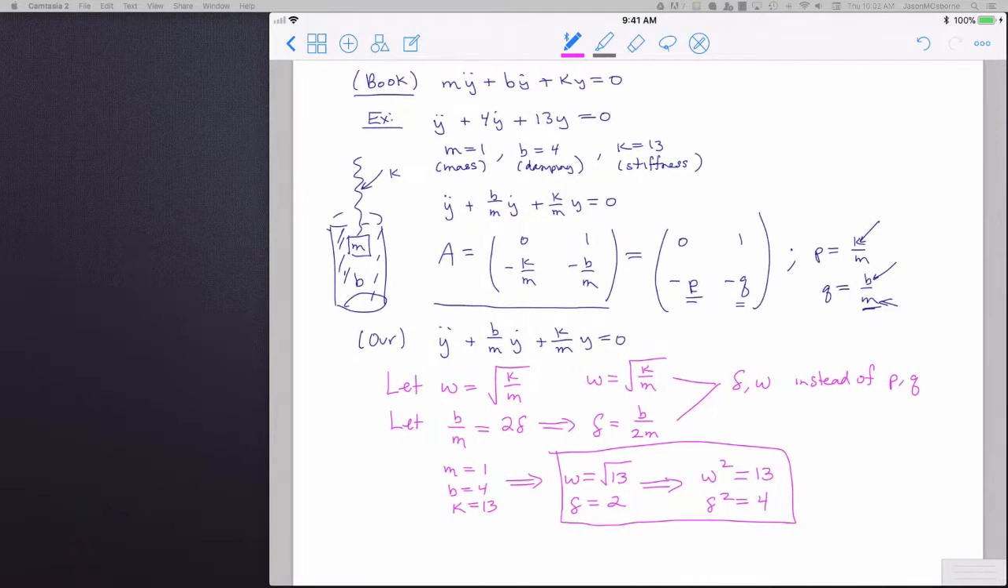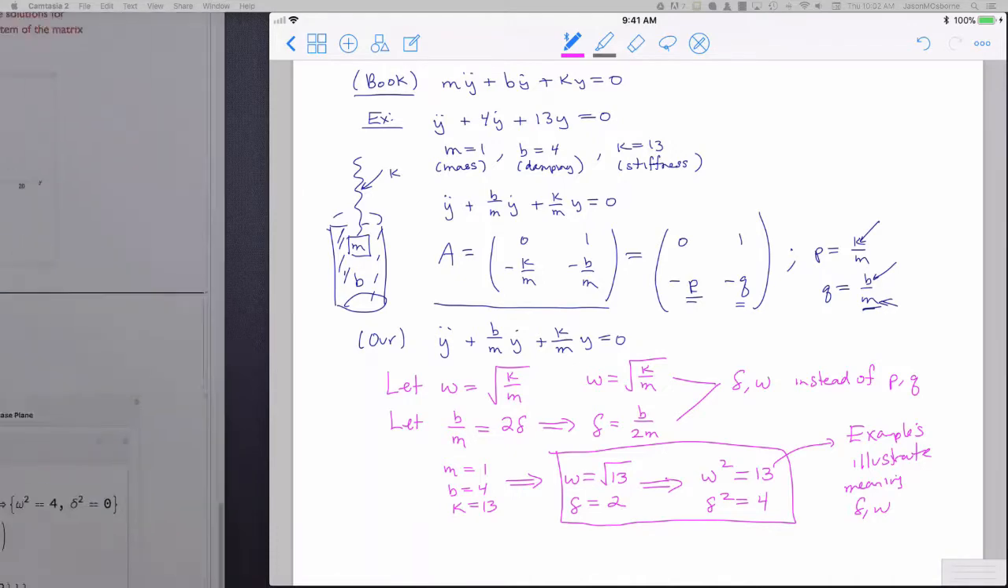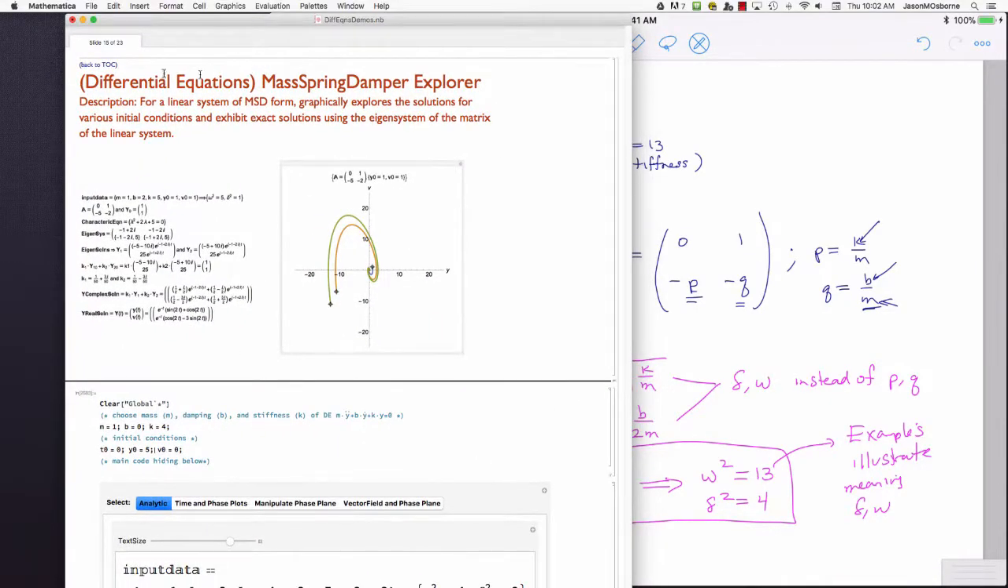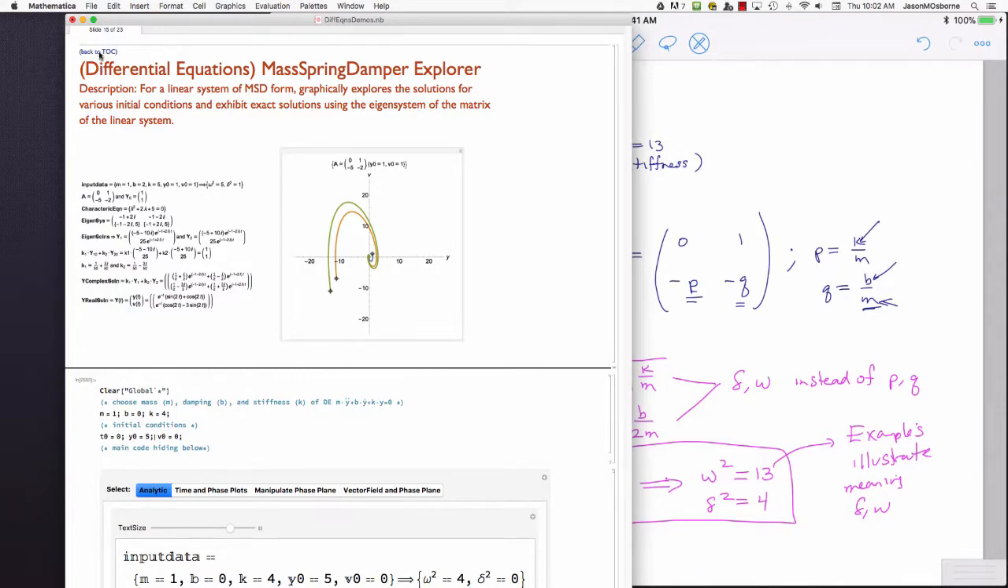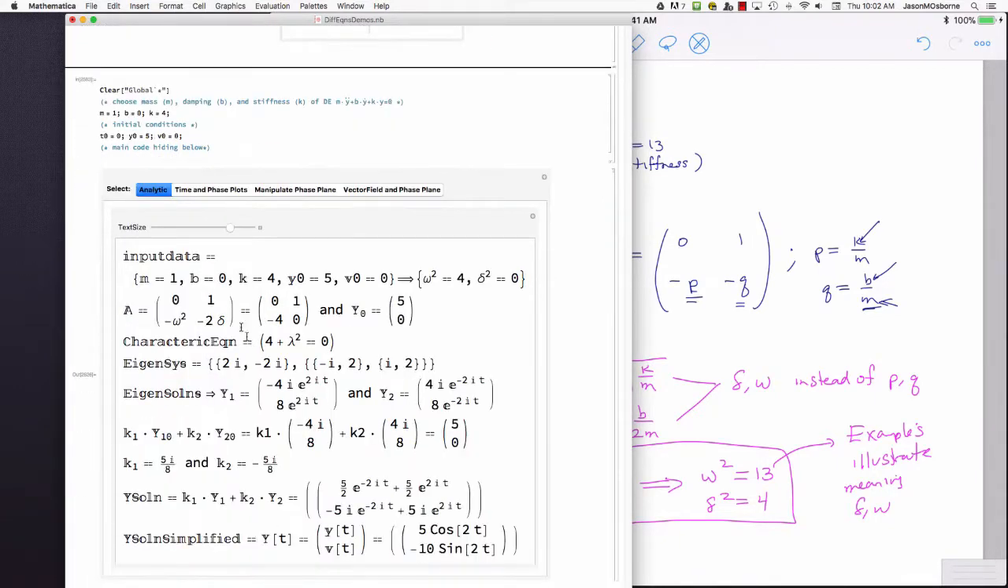Okay, so these are the values that are going to be of importance. I would like to look at some examples that illustrate the meaning of the variables delta and omega. I think a good example of illustrating omega can be obtained if you look at the differential equations demos that we have on our website for Mathematica. And you get the options here to put in your various values for M, B, and K.